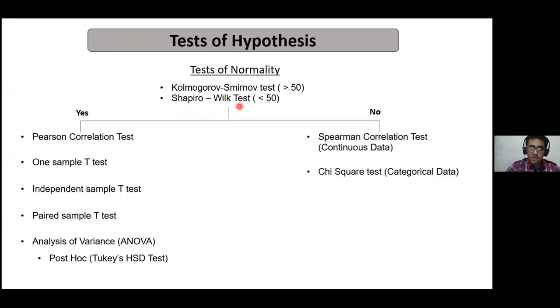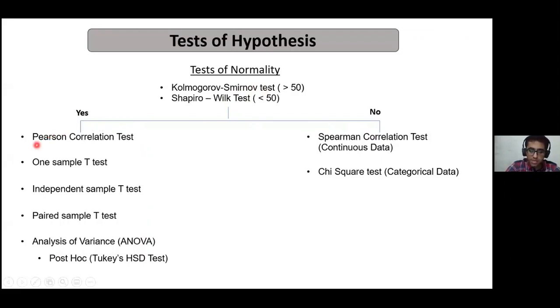And Shapiro-Wilk test is used when the number of observations is less than 50. So these are, and the hypothesis I will deal with in Python as well. These are two tests of normality. And if the data is normal, then we go for all these tests. If the data is not normal, then we go for all these tests.